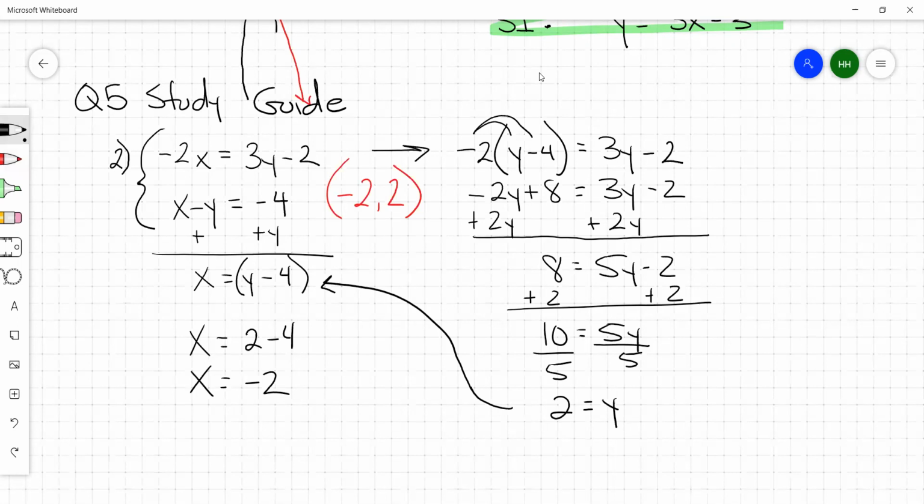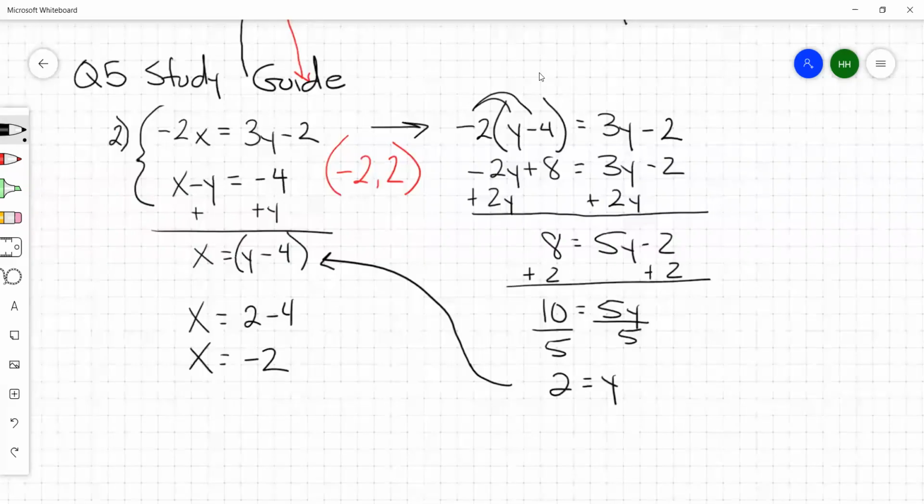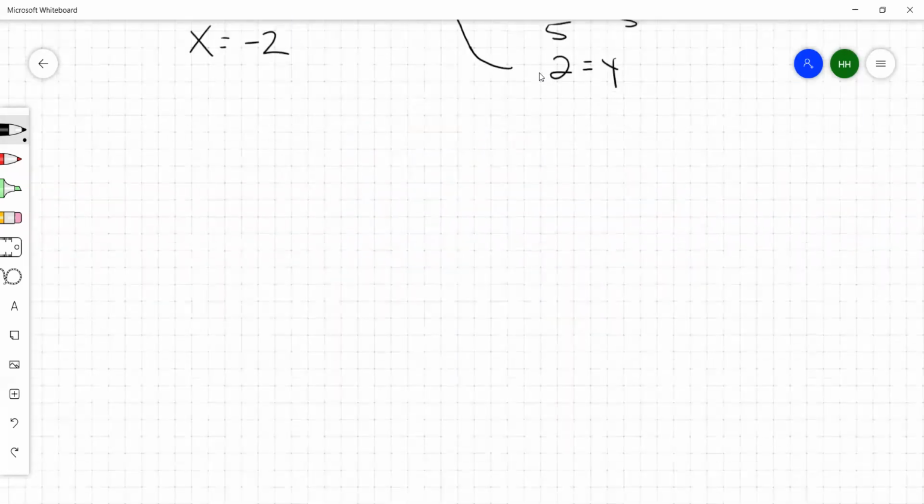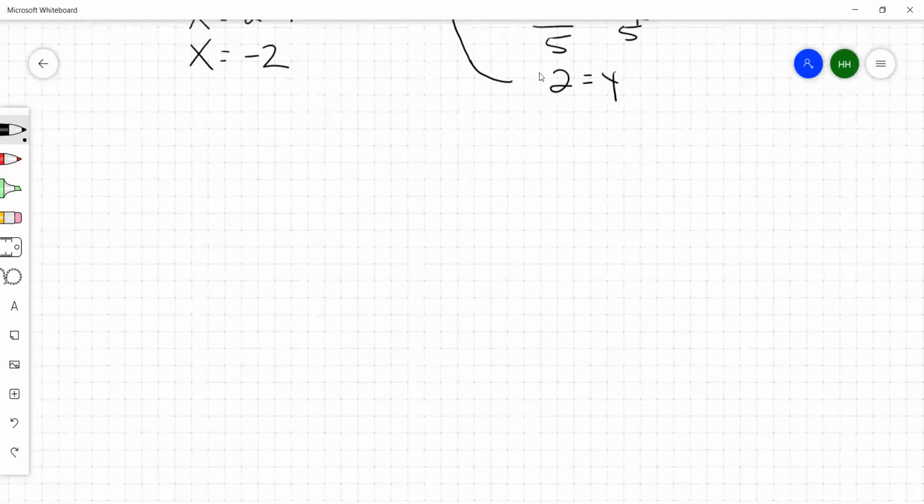What else from the study guide? Excuse me, from the study guide. 3? 3 and then 6. You got it. Three, let's see. We got negative 2x minus y equals negative 14, and 3x minus y equals 11.